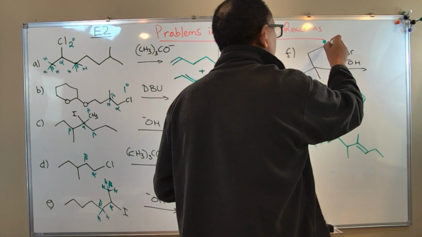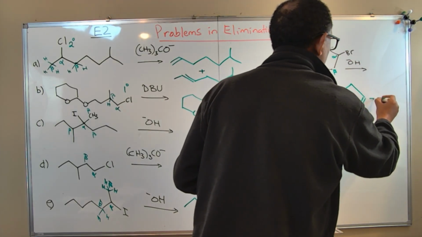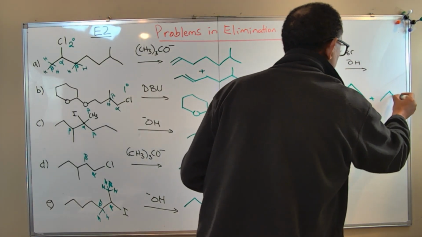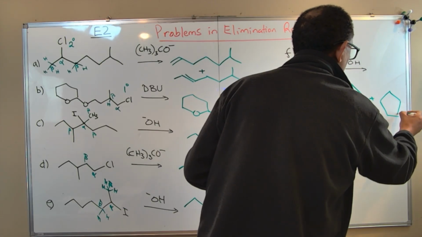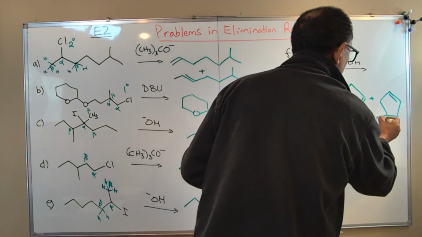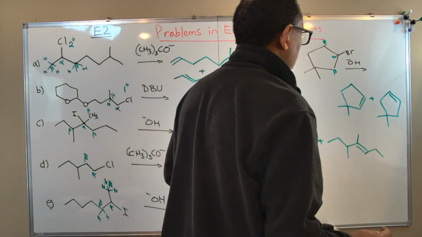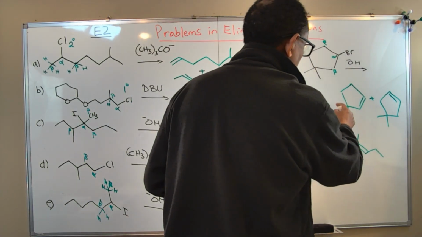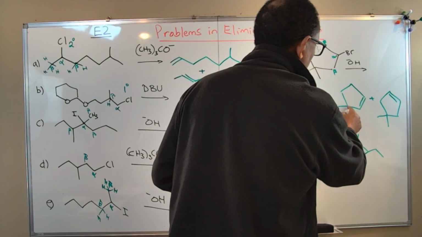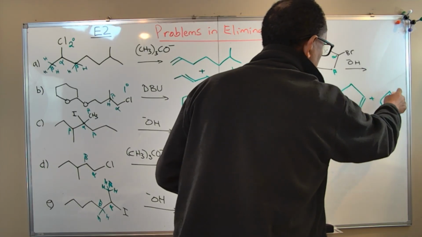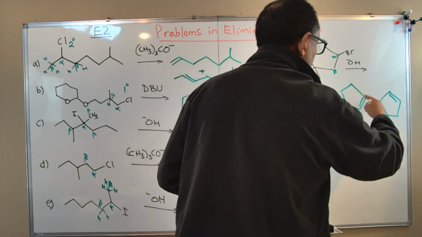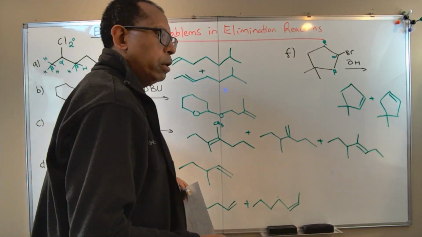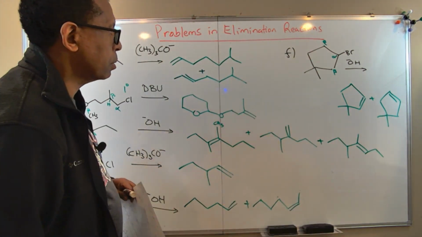If you eliminate from this top, you would get this. These are completely different because these dimethyls are close to this. The dimethyls are far. So these are obviously 2 different constitutional isomers.